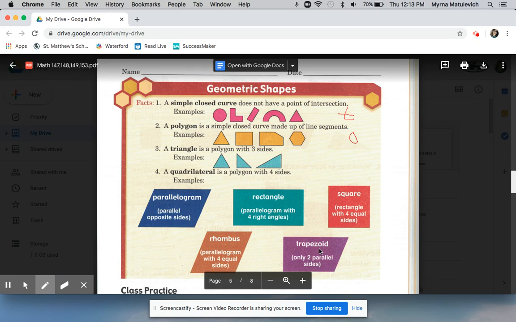A trapezoid has only 2 parallel sides. So which ones do you think are parallel in this one? This one and this one. Good.